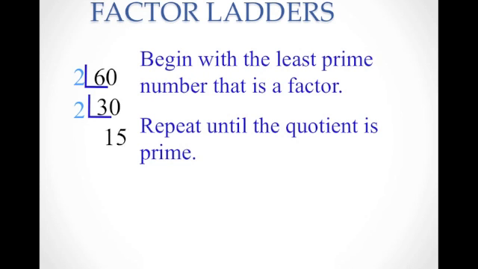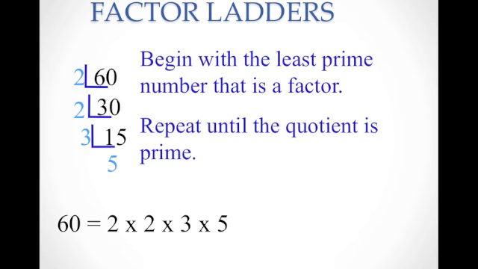Now the smallest prime that goes into 15 is going to be 3. So 15 divided by 3 is 5. 5 is a prime number, so we know that we're finished. So we can say that 60 is equal to 2 times 2 times 3 times 5. To write this in an exponential form, we would say 2 squared times 3 times 5.